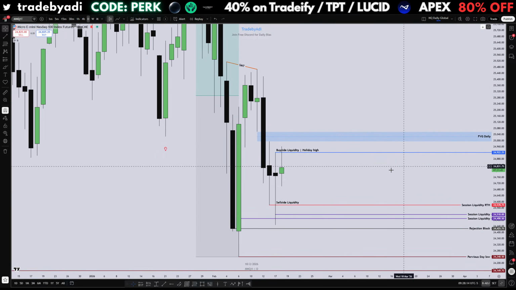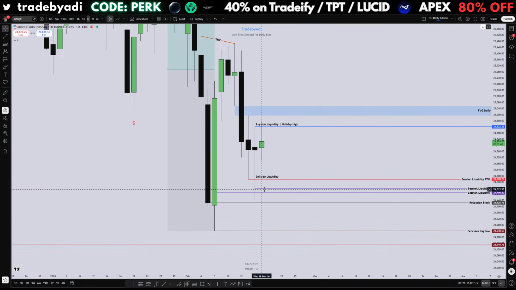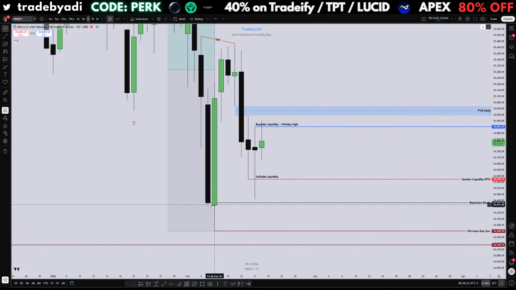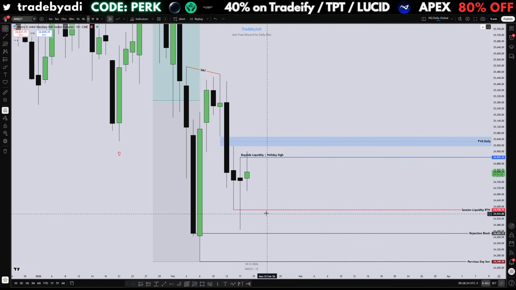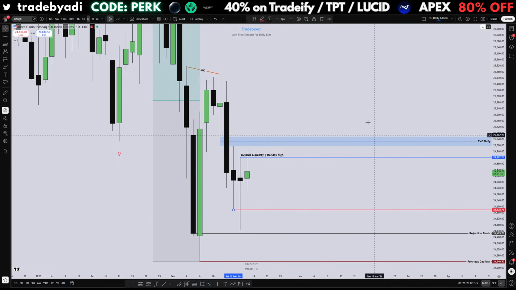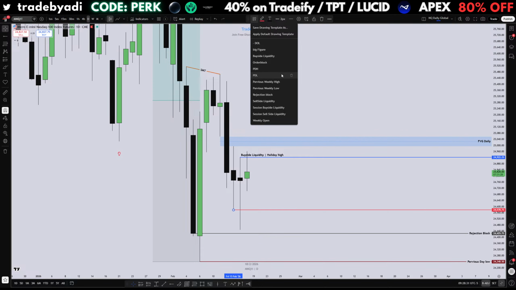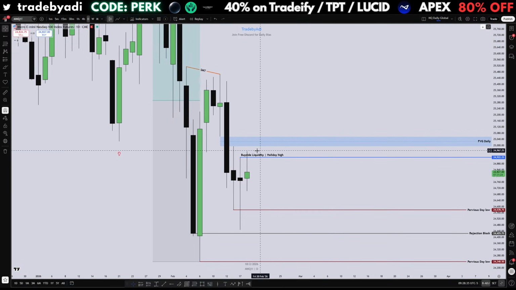Right now, what I'm looking at is price action. Let me remove all of this. We have a rejection block. We have taken sell side liquidity, this previous day low, and we have a gap in the daily. This is the Friday high. We took the Tuesday high.